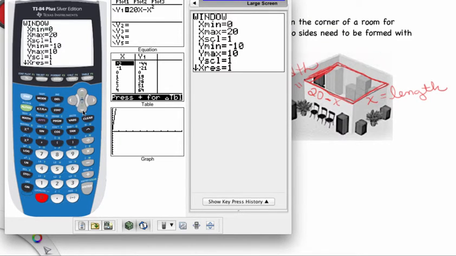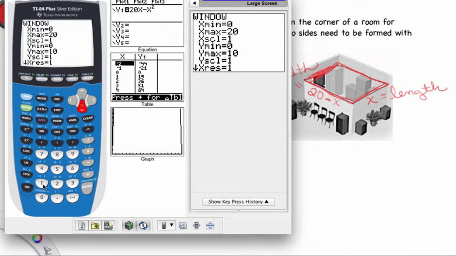And then my Y min, the smallest area that I could have, has got to be bigger than 0, but not less than that. So I'm going to put my Y value at 0. And then my Y max, I really don't know how far to go with it. So usually I'll start with maybe 100, and if I still can't see the highest point of my graph or lowest point, then I'll change it, make it more or less.